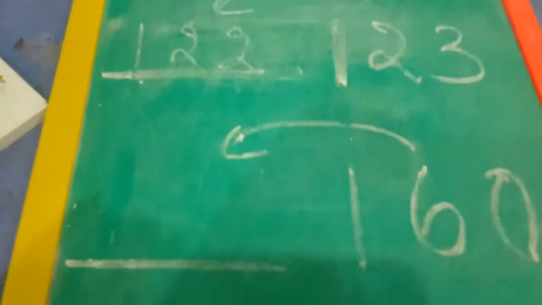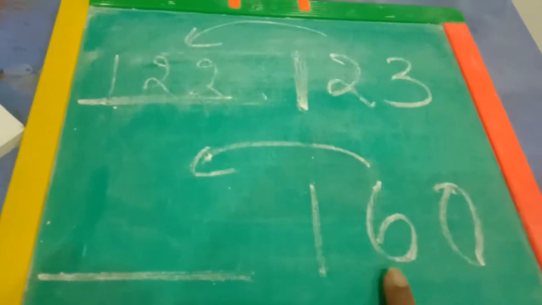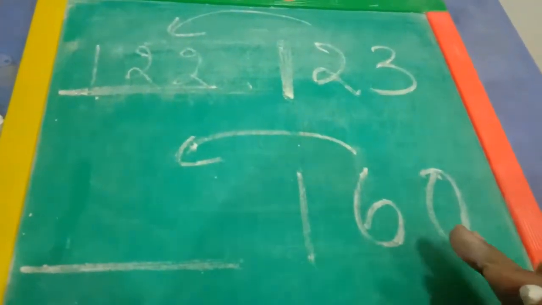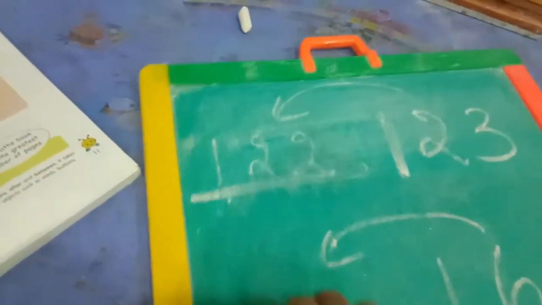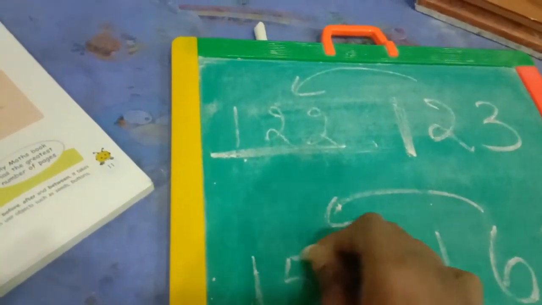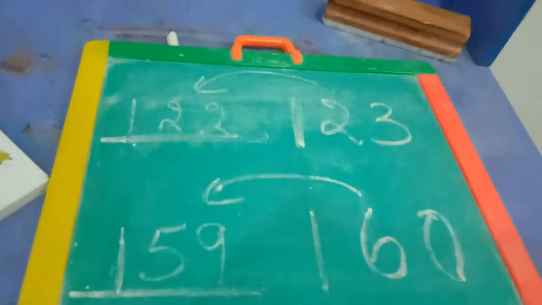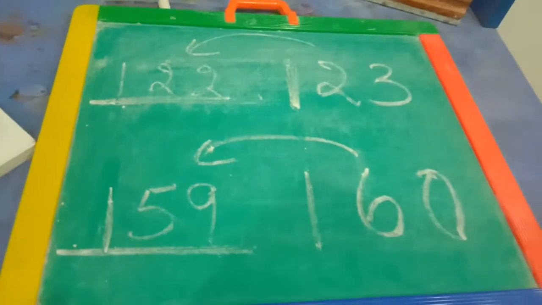Clear? Same way. Here the given number is 160. Again do the backward counting. 160, then 159. So in this way, by doing the backward counting, we will solve the questions of before numbers.